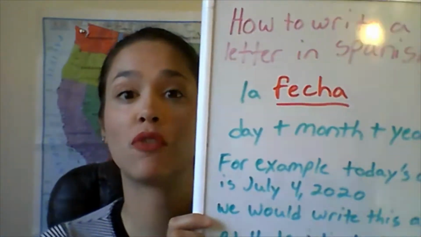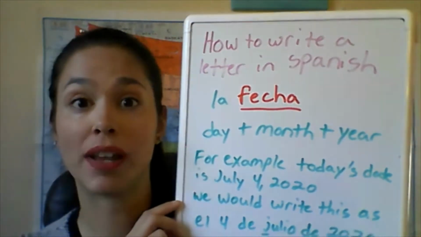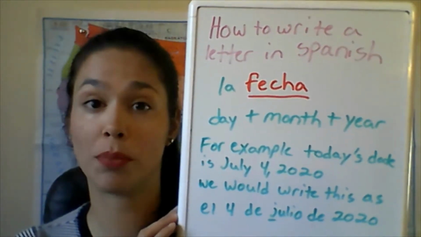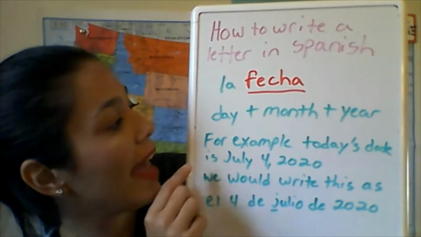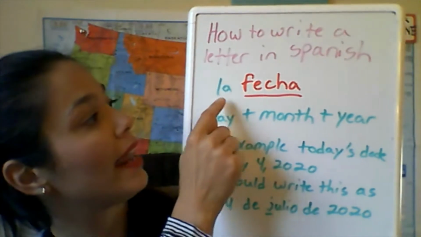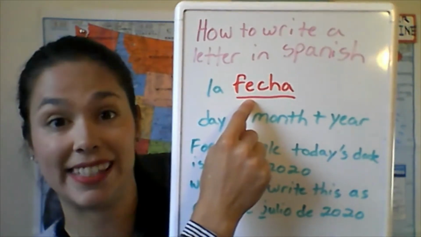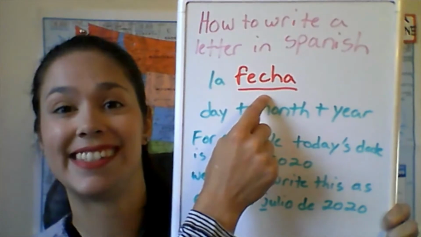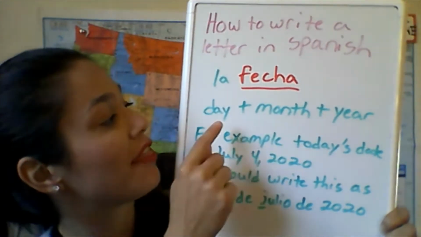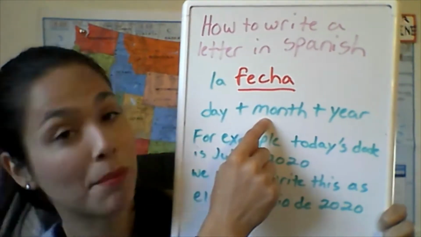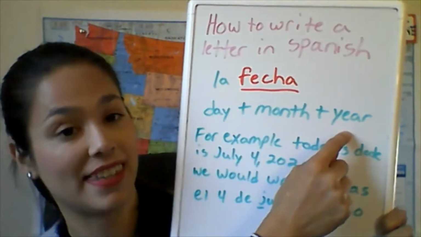Without further ado, let's begin. So first we will review how to write the date on your Spanish letter. When writing a Spanish letter, the date is a little different than how you would normally do it in English. In Spanish, you would reverse the date and the month. So, la fecha, the date. Okay, so in Spanish, we will first use the day, then the month, and then finally the year.